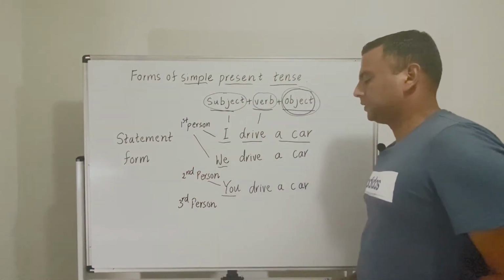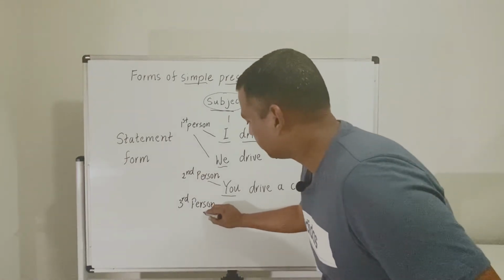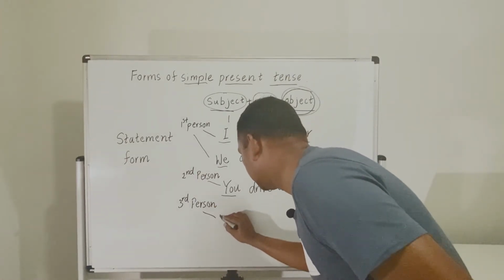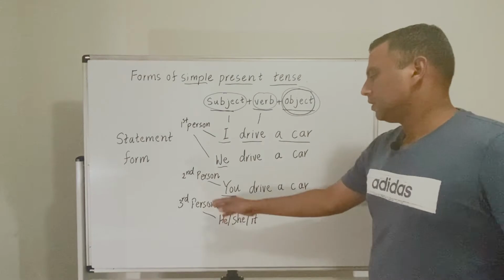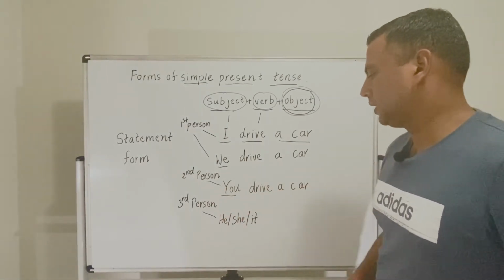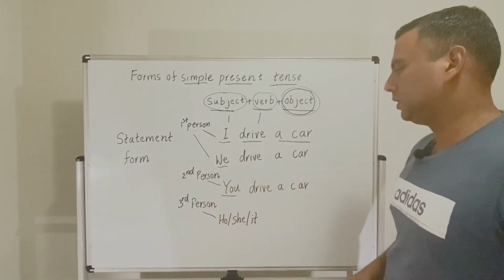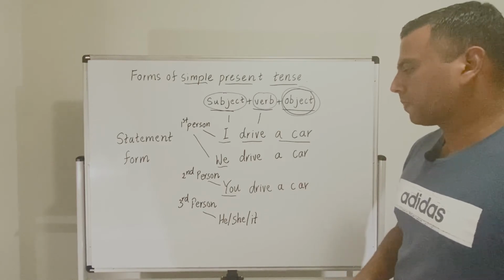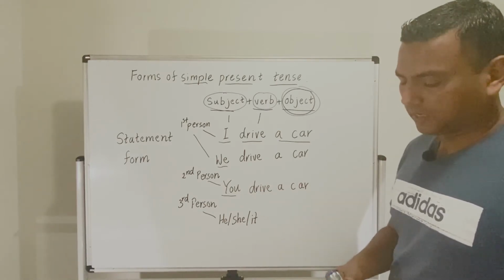Now, under third person, the first type we have is he, she, it. So, third person he, she, it can be singular. Again, singular.